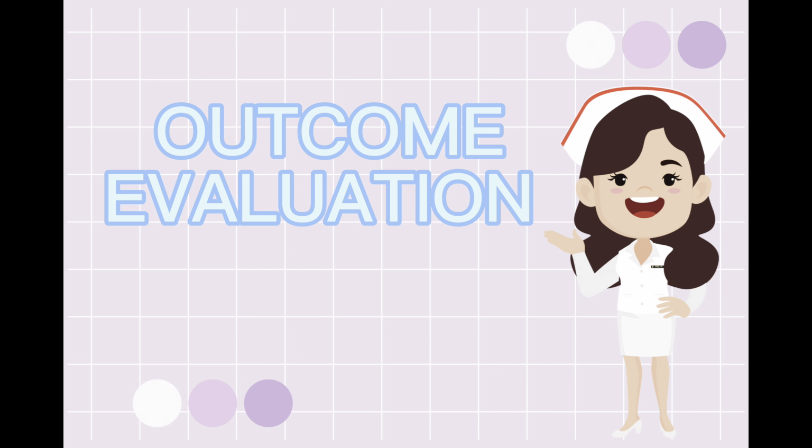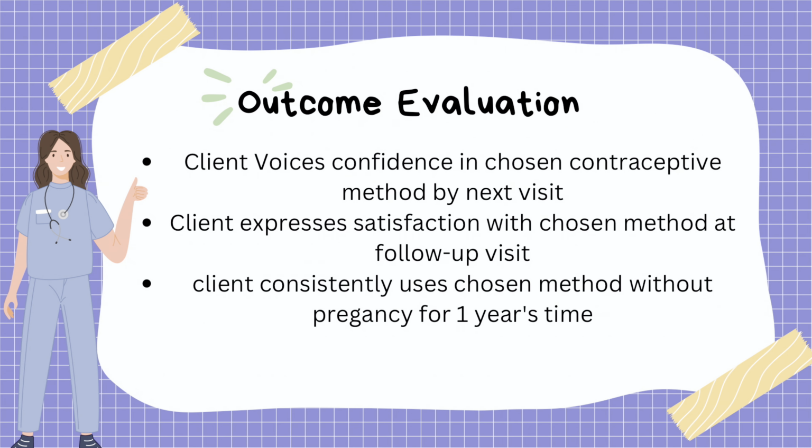Examples of expected outcomes include: client voices confidence in chosen contraceptive methods by next visit. Client expresses satisfaction with chosen method at follow-up visit. Client consistently uses chosen method without pregnancy for 1 year's time.